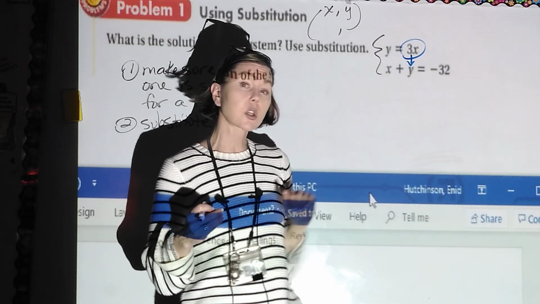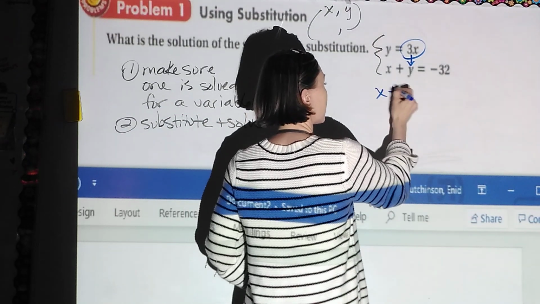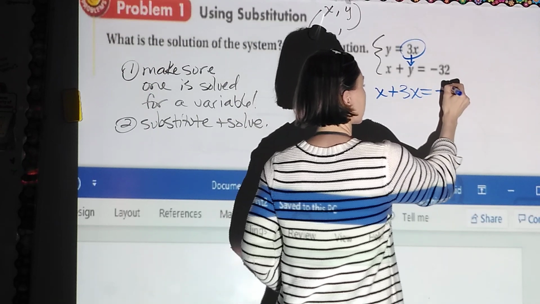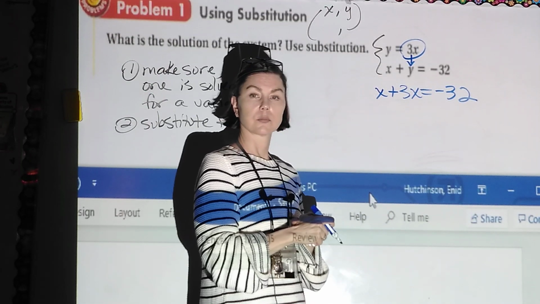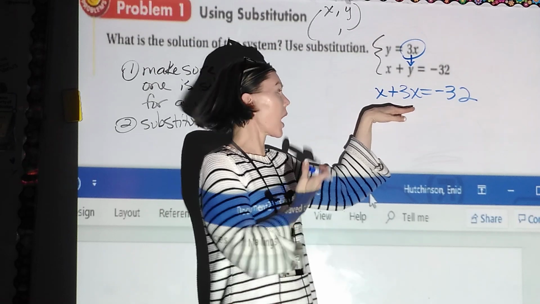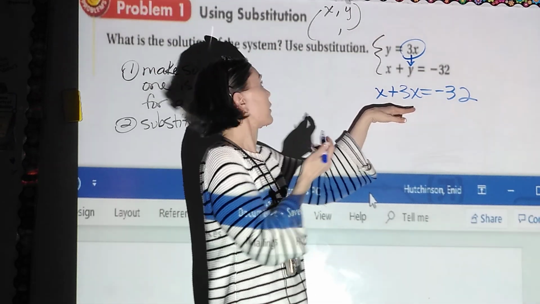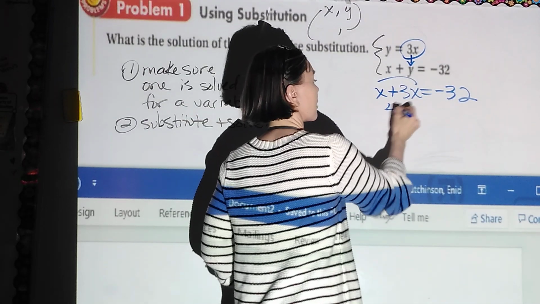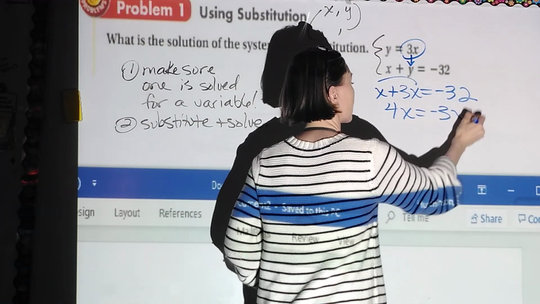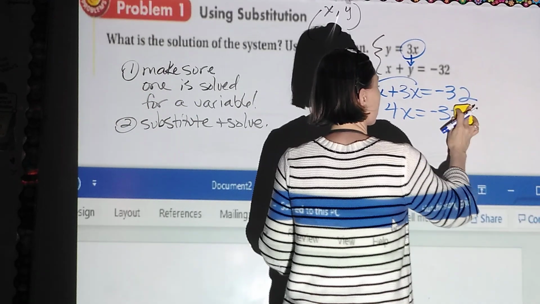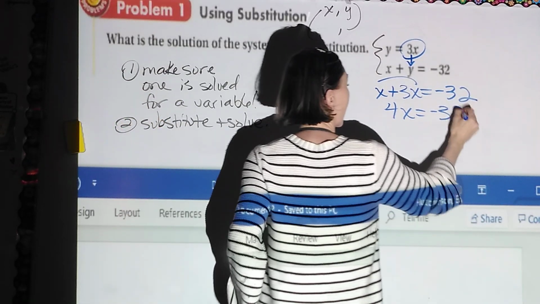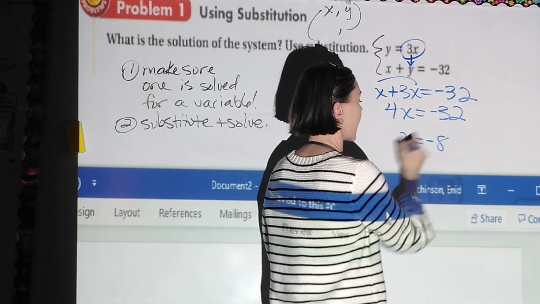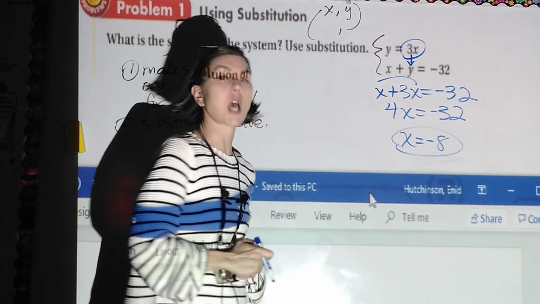So we're going to rewrite this equation now. Let's rewrite it. x plus, what is this y equal to? 3x equals negative 32. So here we are. So obviously, what variable are we solving for first? The x or the y? The x. So all we need to do is what? Combine like terms. We have 4x equals negative 32, right? And the only step we have to do is divide by 4 on both sides, and x equals negative 8. Are we done? No.